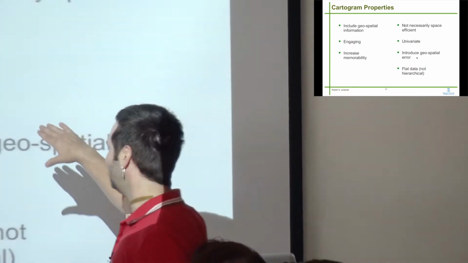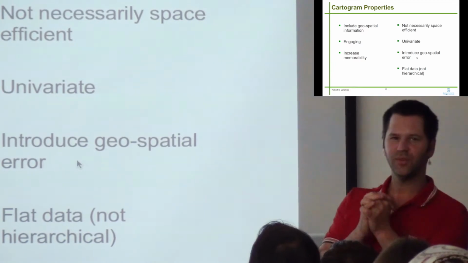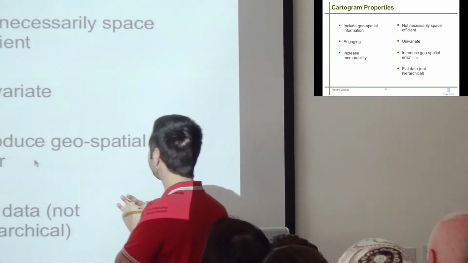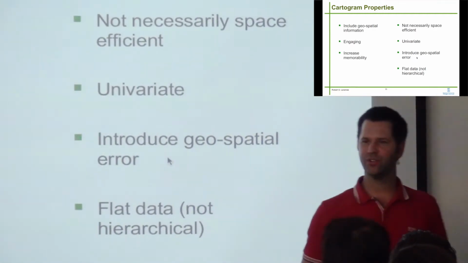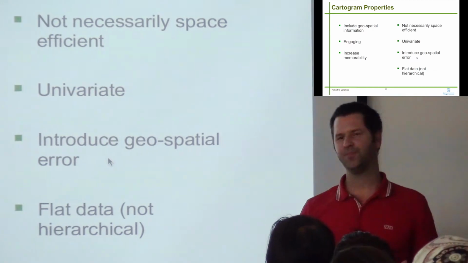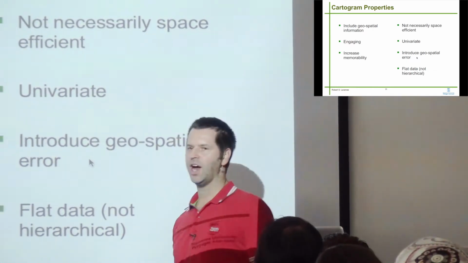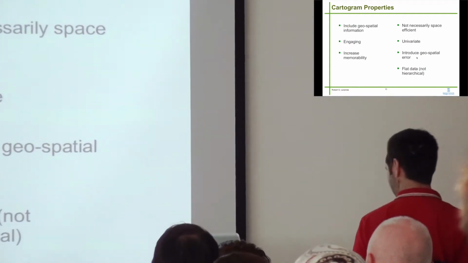They're usually univariate, so they usually map to one variable, which is very useful, but maybe it could be better. There's, of course, geospatial error, so they rely on distorting the map. And they're generally not hierarchical, right? That's the standard cartogram.